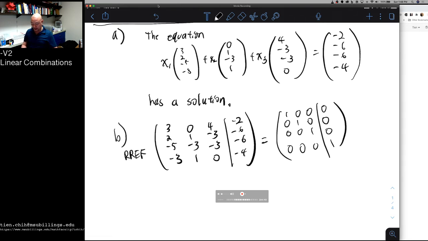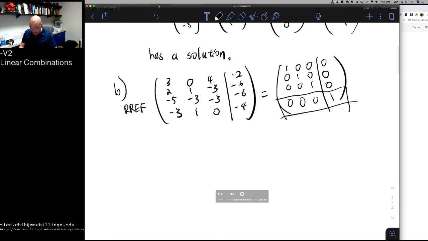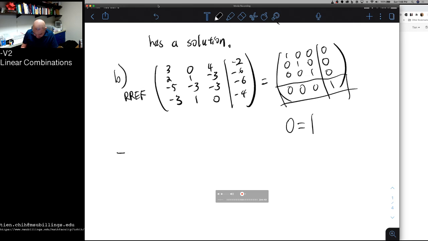So that's our reduced row echelon form. And once again, the row of significance here is this last row, right? We have once again the claim that 0 is equal to 1, which is clearly not true. So as we recall, what this tells us is that this system has no solution. So the above equation has no solution.